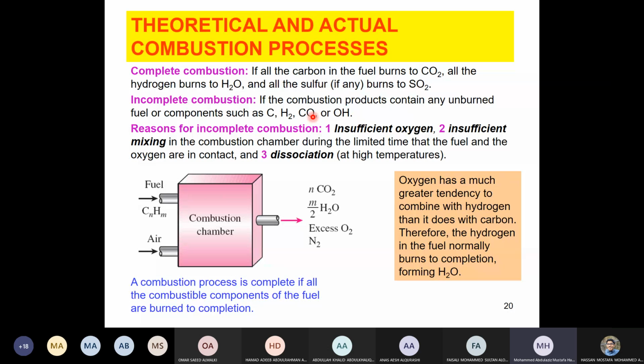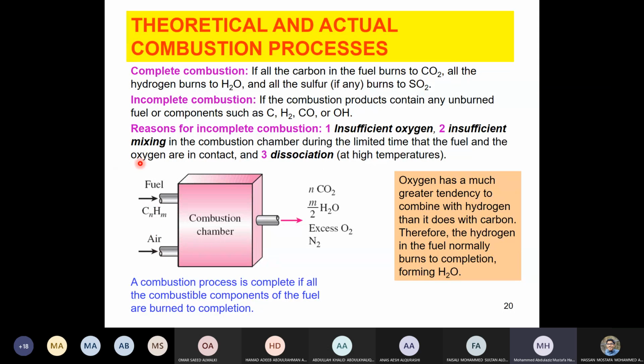Sometimes you go behind a truck or a car and find black carbon coming out, which means that this is incomplete combustion. So if you see carbon monoxide or carbon coming out, this is incomplete combustion. The reason for incomplete combustion can be a few things. Maybe there is insufficient oxygen, or you have the right amount of oxygen but you do not have good mixing of the fuel and air.